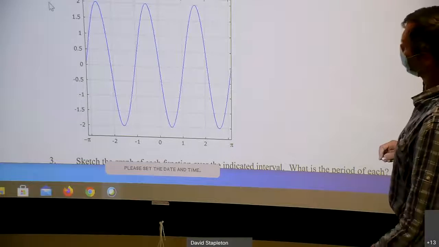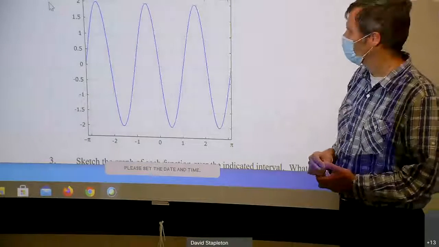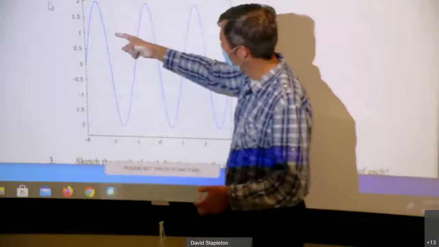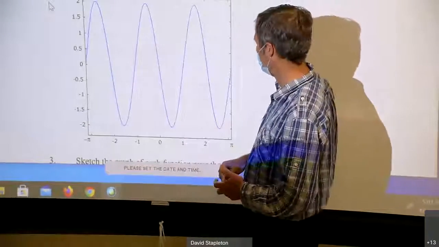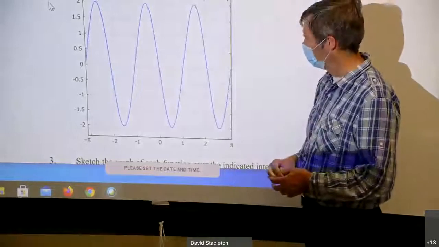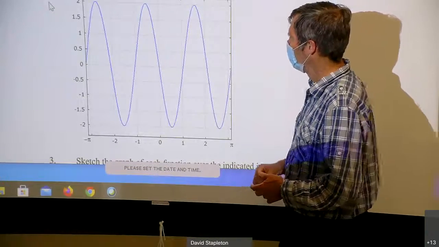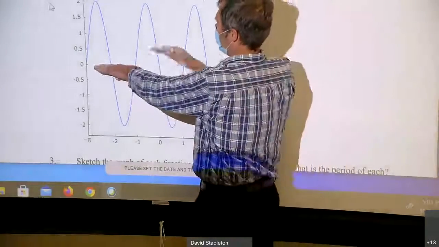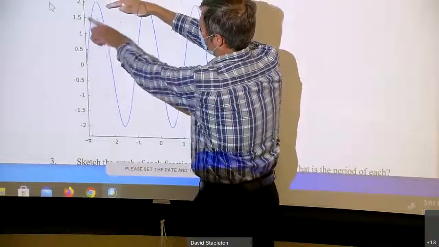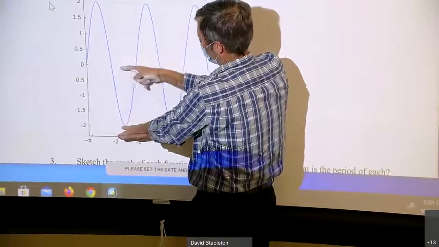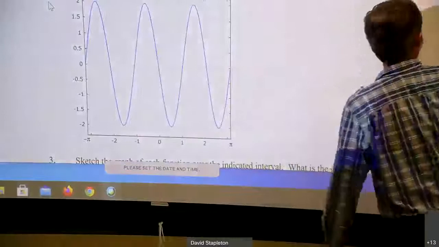Then what's the amplitude? Have to be careful, look at the scaling, because I put this every half unit instead of every unit. That's the grid line. What's the amplitude? Amplitude goes from the midline to the top, right? So it's 2, 0 to 2. Or from the bottom to the midline, also 2. Right? So the amplitude is equal to 2.